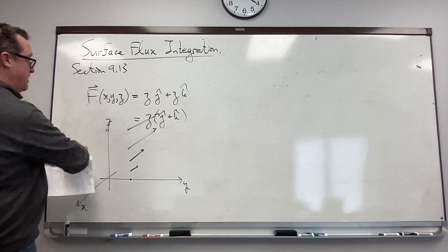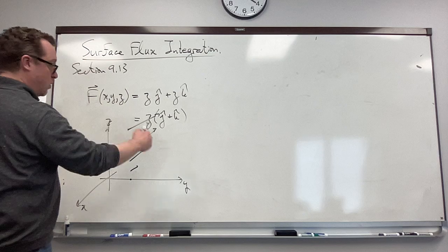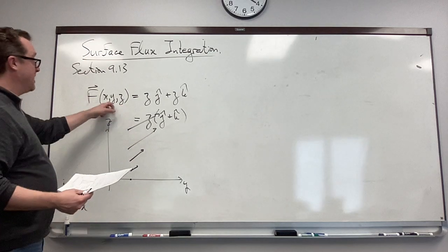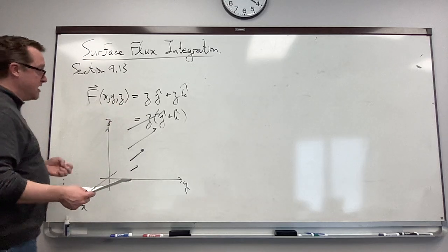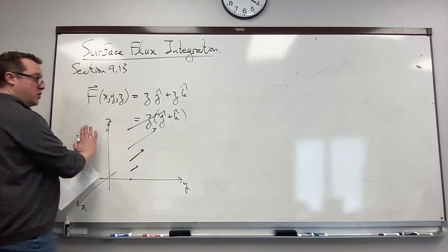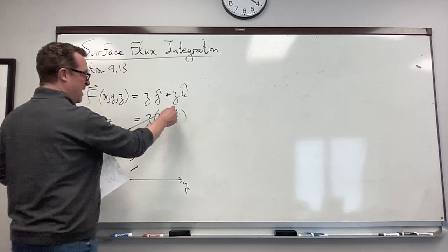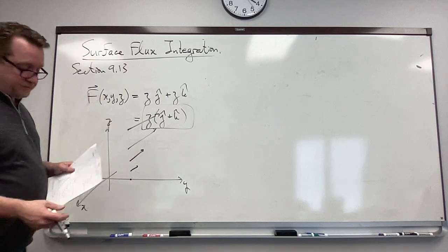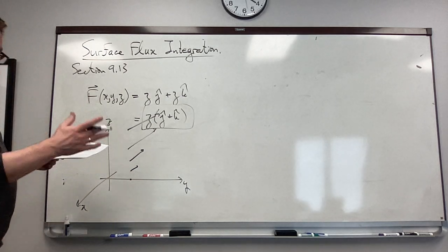Okay, that's the idea. For every x, y, z in this space, I can calculate this vector field. It happens not to depend on x or y, it only depends on z, and it has no z component, so the vector field is always in the yz direction. But for us right now, all we care about is that it equals z j plus k. I can't do a flux integral yet, I've just got a vector field.